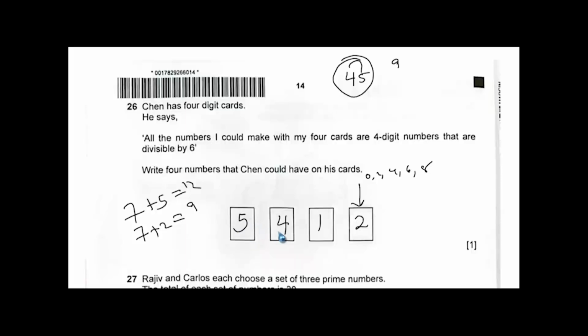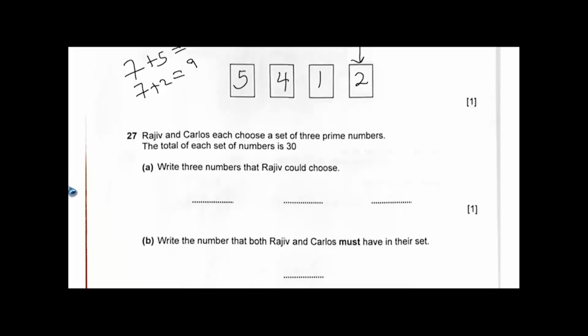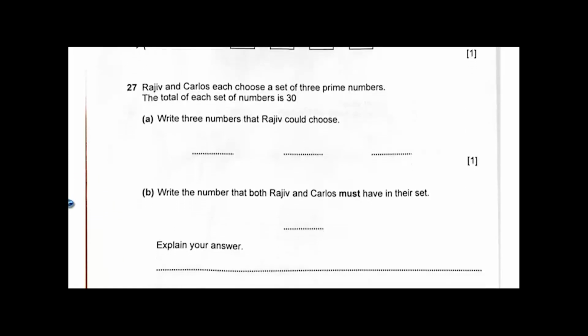Okay, so 5 4 1 2. So since 5 4 1 2 is divisible by 2, because it ends with 2, and it is divisible by 3 because the sum of the digits add up to 12, that means it's divisible by 3. So that means it is divisible by 6. You don't even need to check, so that will be correct. So the next one is this.